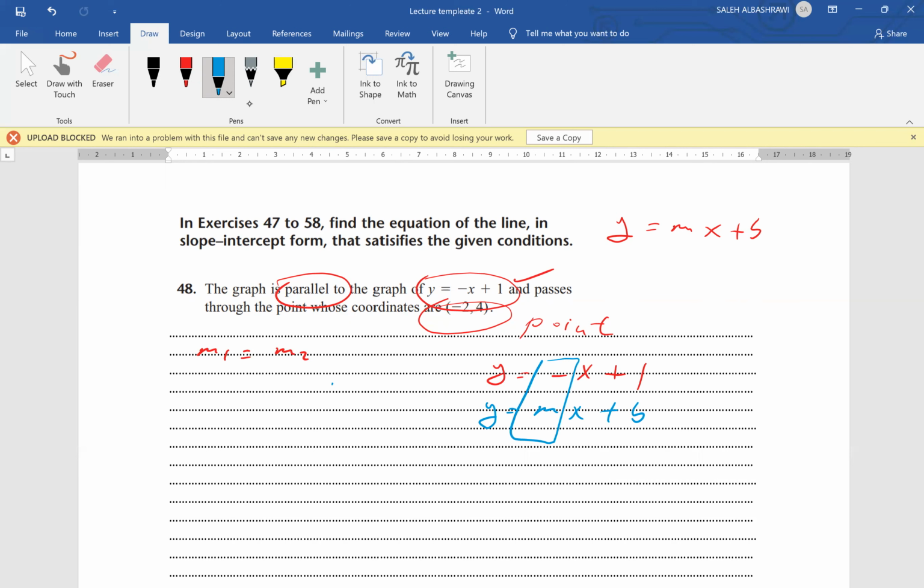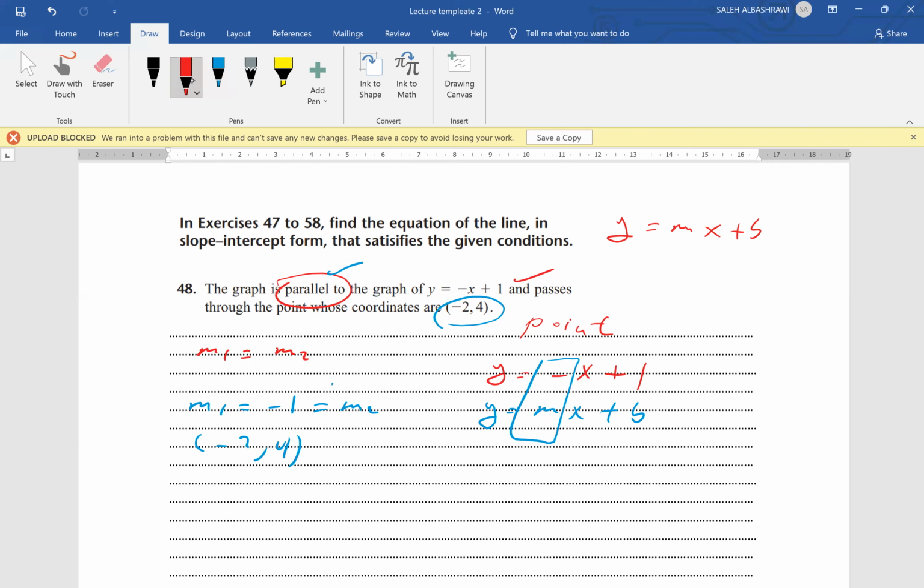So the slope of this line, m1, equals the coefficient of x, which is -1. And since they are parallel, this is equal to m2. So m1 is the coefficient of the variable x when the equation is in the form y equals mx plus b; in this case, m1 equals -1. Since the two lines are parallel, m2 is also equal to -1. And we are given the point -2 and 4.